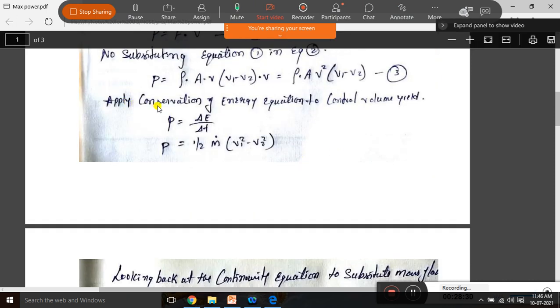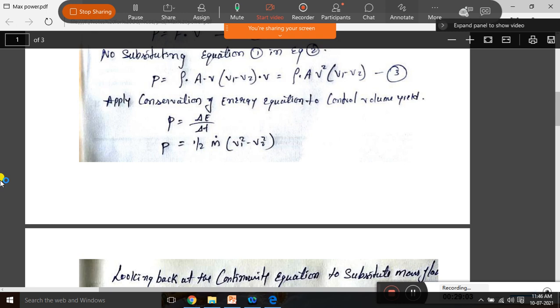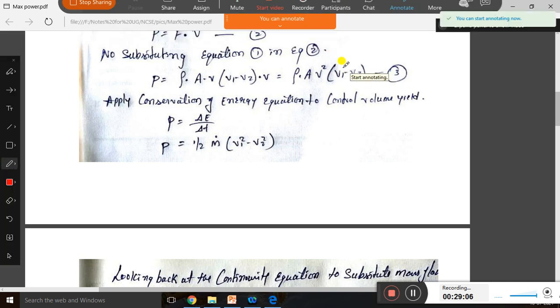And by conservation of energy, taking a control volume, we can write P = dE/dt. That is what we just did. So P = delta E by delta t, a small change in work over a small change in time. We can write P = 1/2 m dot (V1 squared minus V2 squared). That is the kinetic energy, 1/2 m V squared, which we already know. So we already got the equation with the help of the above.